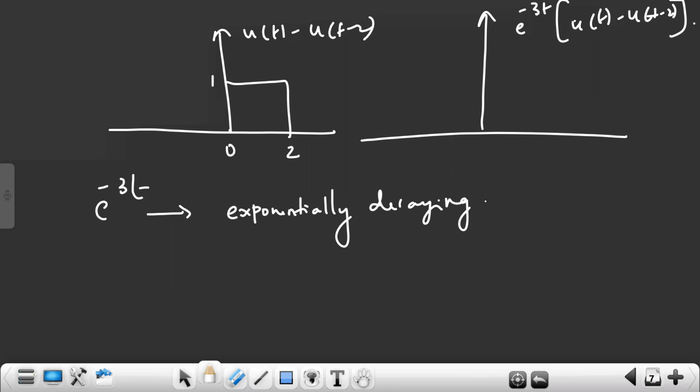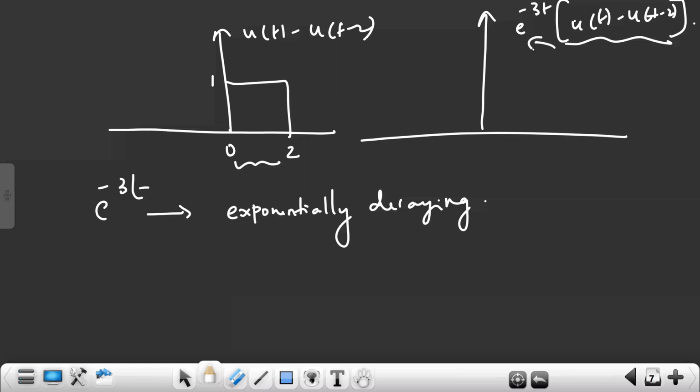But this signal will again exist only from 0 to 2. Why is it not existing in the negative half? Because this pulse is existing only from 0 to 2, and you are multiplying this with this thing, right? So this e raised to minus 3t will exist only from 0 to 2, because you have the term u of t minus u of t minus 2 along with e raised to minus 3t, which is existing only from 0 to 2. So you will not draw this exponential signal in the negative half, as well as for time t greater than 2. Okay.